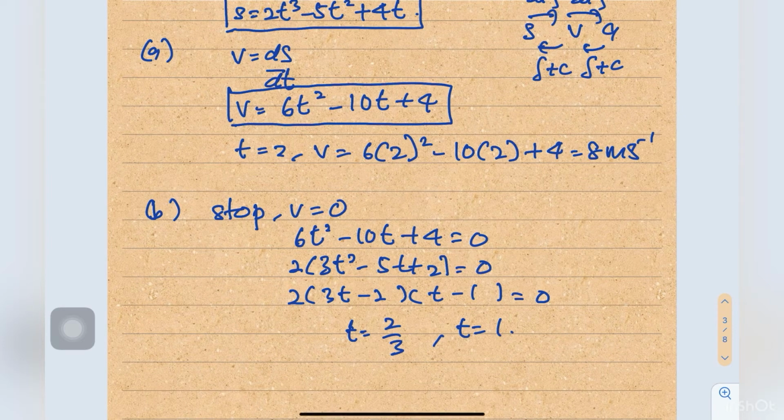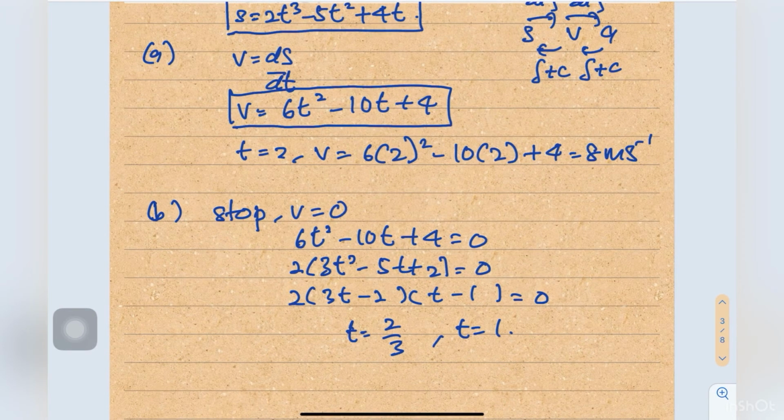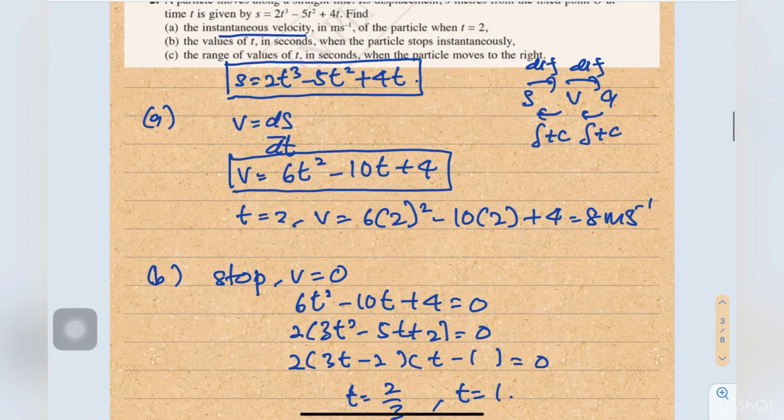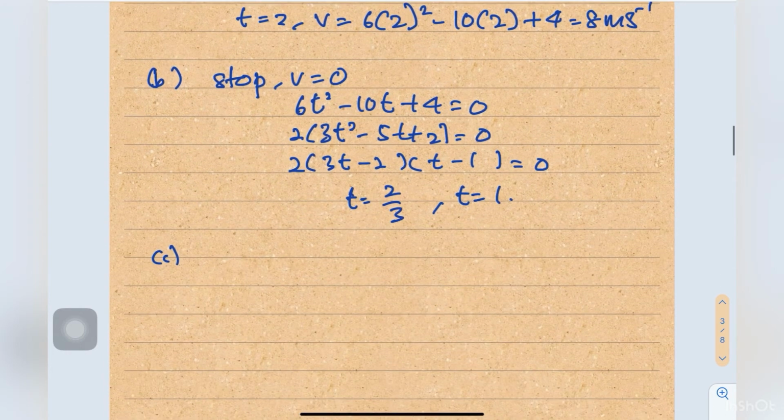Then for question C, find the range of values of t in seconds when the particle moves to the right. So move to the right.